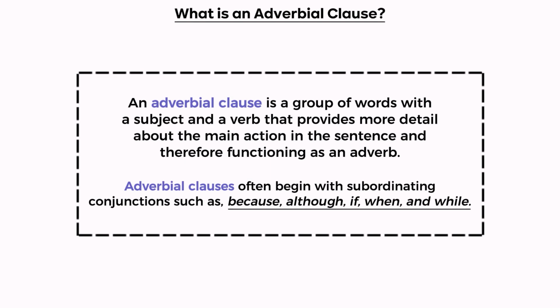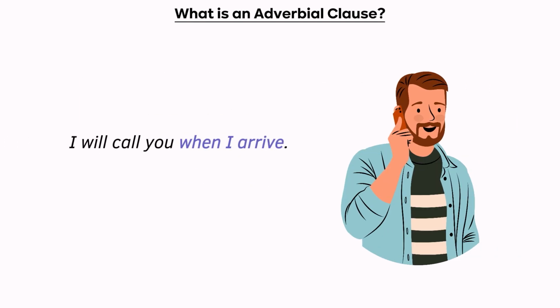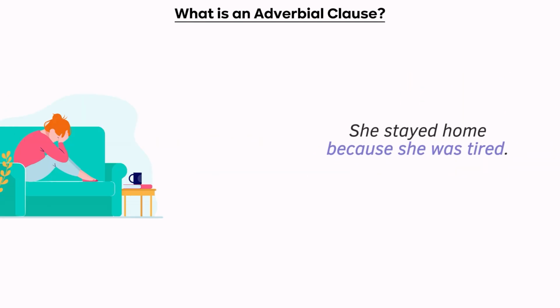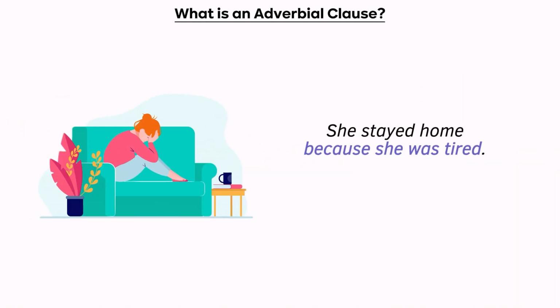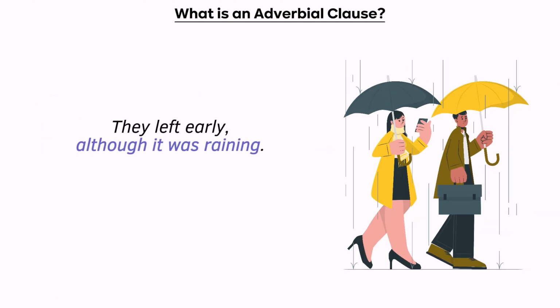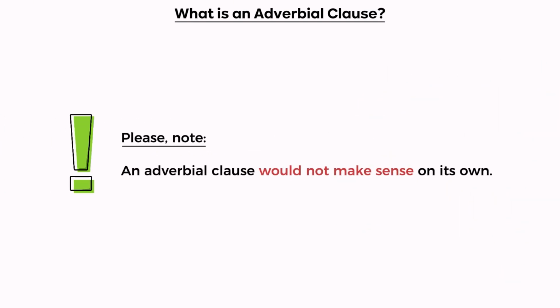Examples of adverbial clauses. I will call you when I arrive. Answers when I will call. She stayed home because she was tired. Answers why she stayed home. They left early, although it was raining. Answers despite what condition they left. An adverbial clause would not make sense on its own.